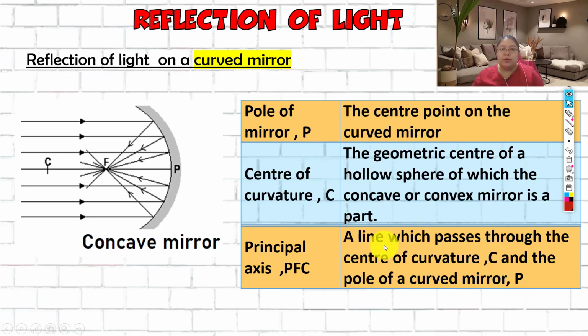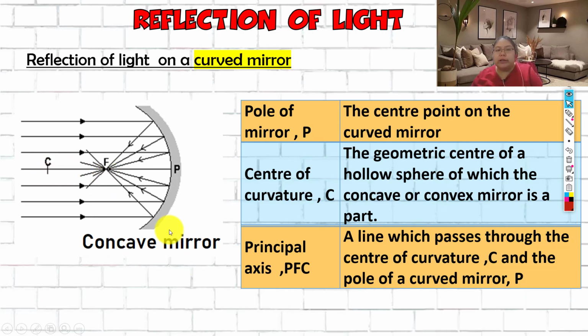Okay, so we go to the next one. Now we go to the curved mirror. We've got many structures here, labelled C, F, and also P. From here we need to give the meaning of every structure.